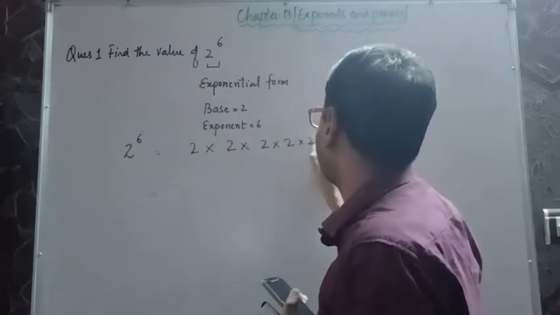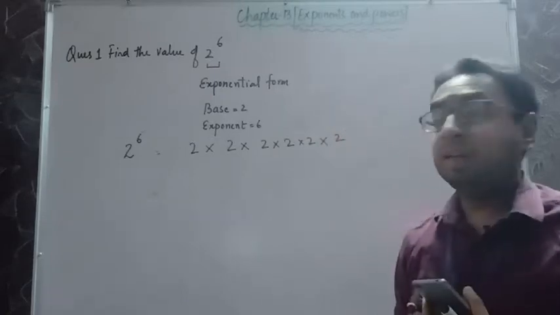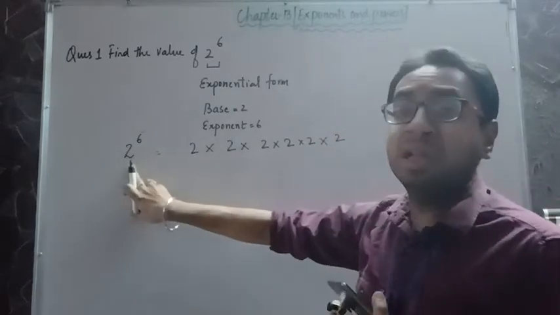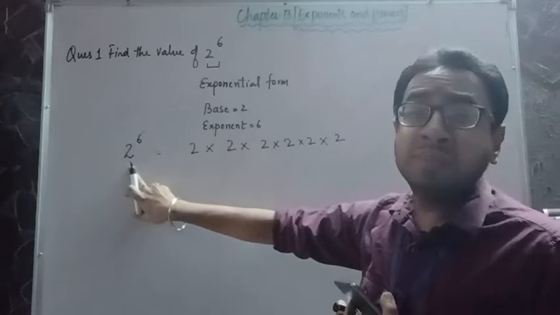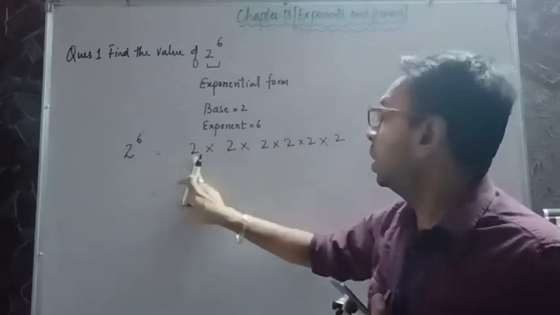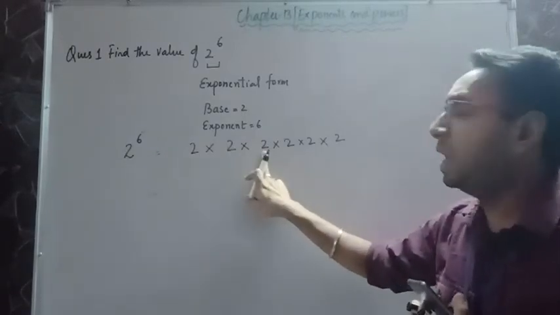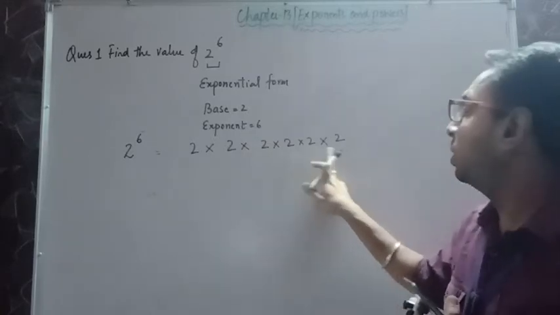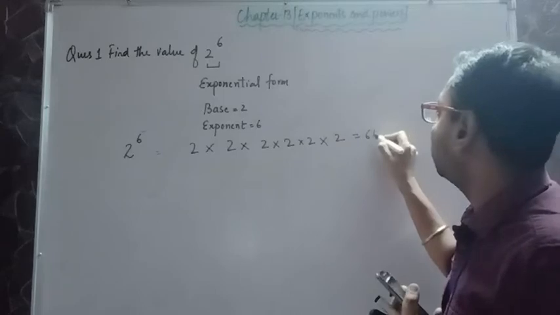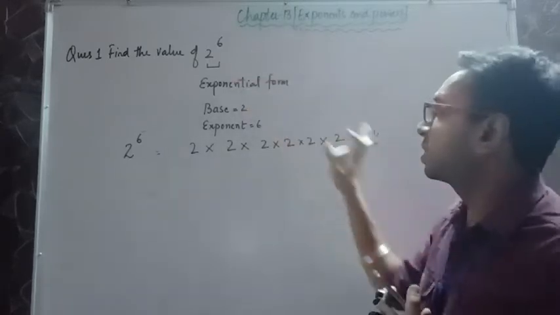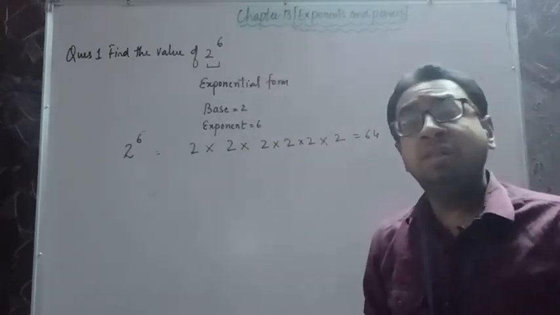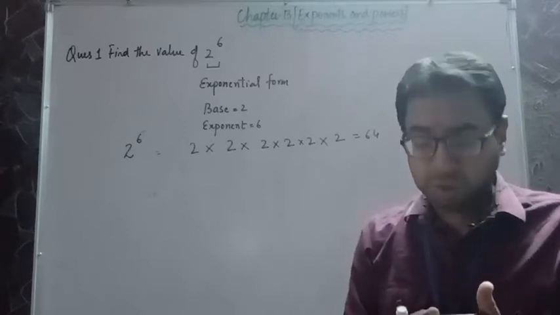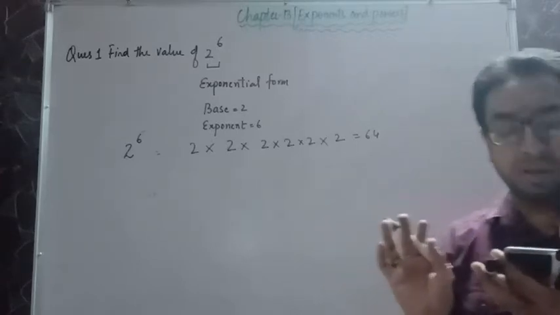This is very important. Are we clear? So 2 raised to power 6 means we'll be writing 2 6 times and multiplying with each other. 2 into 2 is 4, 4 into 2 is 8, 8 into 2 is 16, 16 into 2 is 32, and 32 into 2 is 64. So what is the answer of 2 raised to power 6? 64. Are we clear? This is how we have to do the first question. Any doubt anyone is having in this question?